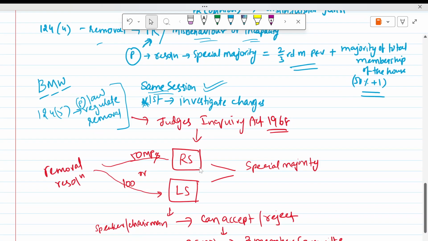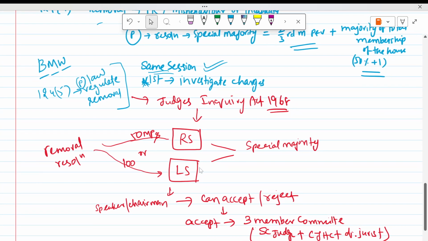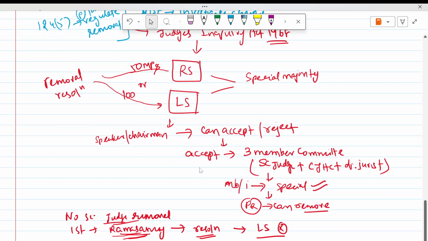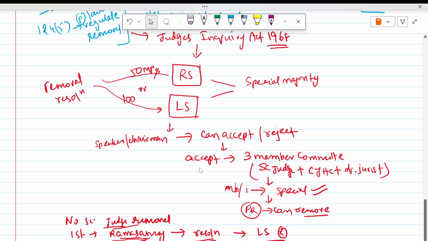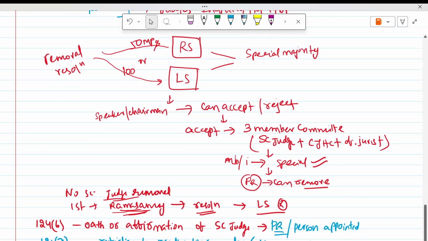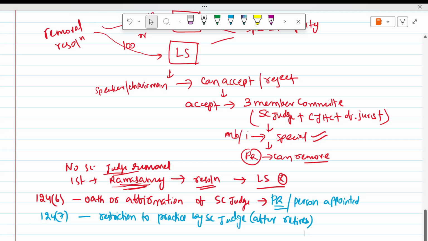Under 124(5), Parliament by law can regulate the removal of Supreme Court judges. Accordingly, the Judges (Inquiry) Act 1968 was passed. As per this, to introduce a removal resolution in Lok Sabha, 100 MPs should support, and in Rajya Sabha, 50 MPs. Then the Speaker or Chairman can accept or reject it at their discretion. If they accept, a 3-member committee has to be formed, comprising a Supreme Court judge, a Chief Justice of a High Court, plus a distinguished jurist.